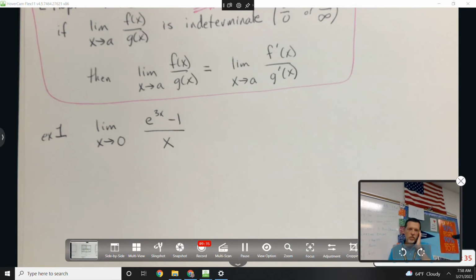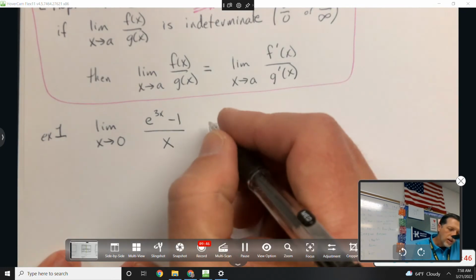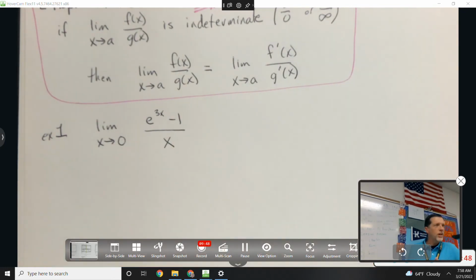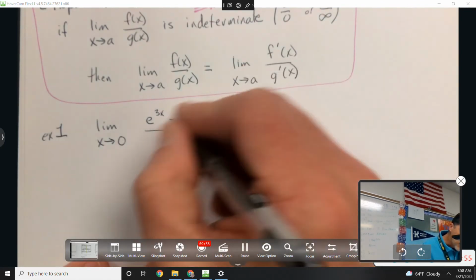Limit as x approaches 0 of e to the 3x minus 1 over x. All right. What's our first go on every limit problem? Substitution, and that's still the same thing here. So let's substitute 0 in.